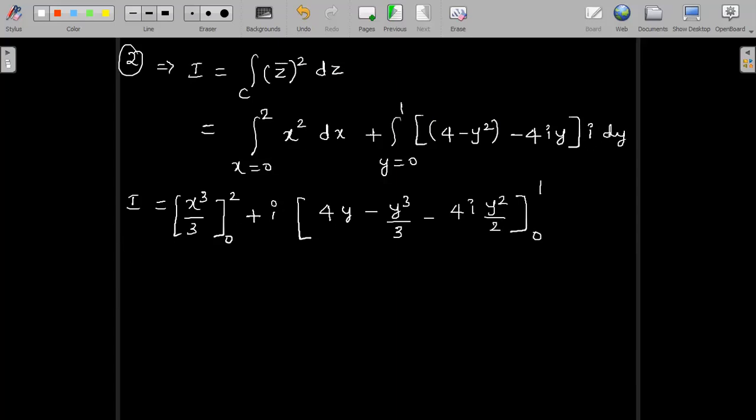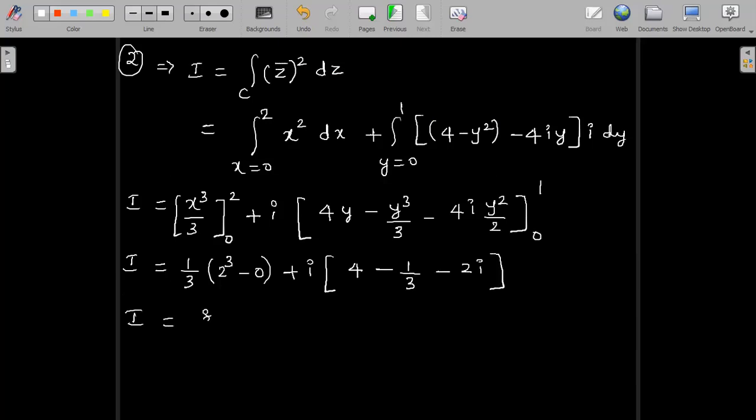So let us simplify further and obtain the answer quickly. This gives us 1 by 3, a constant outside, times 2 cube minus 0, plus i into the upper limit, which is only applicable. The lower limit gives 0 for all the terms. So 2 cube is 8, so 8 by 3 plus i into 4 minus 1 by 3 minus 2i. The real term I am combining, which is 11 by 3 minus 2i.